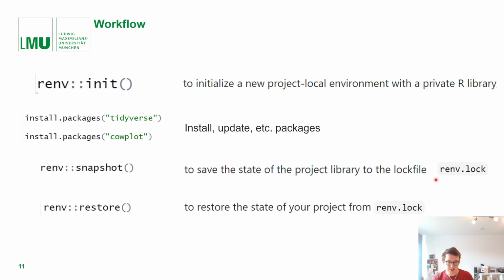Once you made some changes after the snapshot, and now the code doesn't work anymore all of a sudden, you want to return to the snapshot, because at the time of the snapshot your code worked. You can use renv restore to come back to the state of the project that's currently saved in the lock file. So this is kind of a checkpoint in a video game where you can always return to.